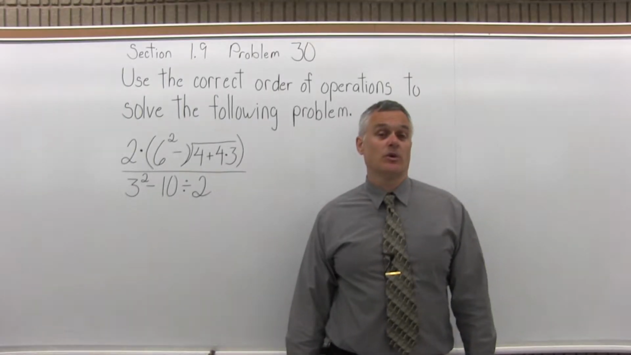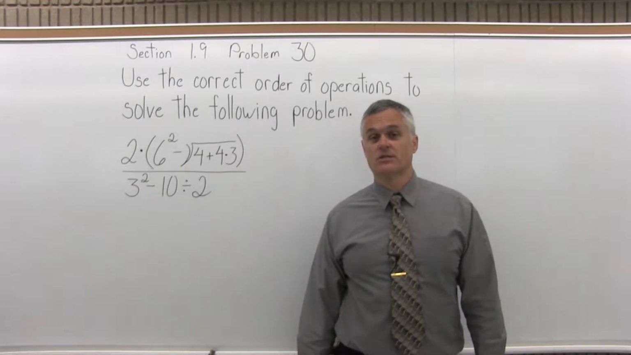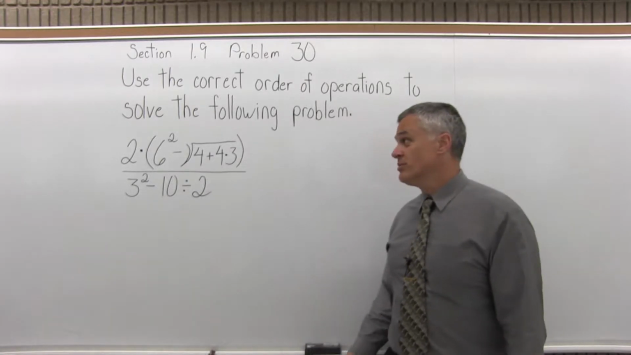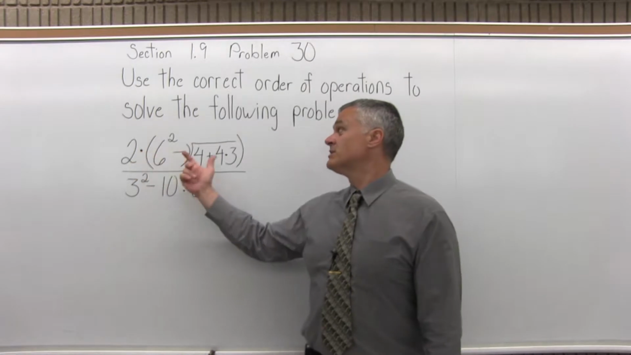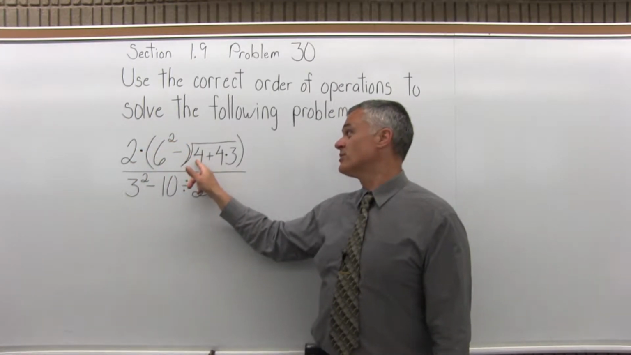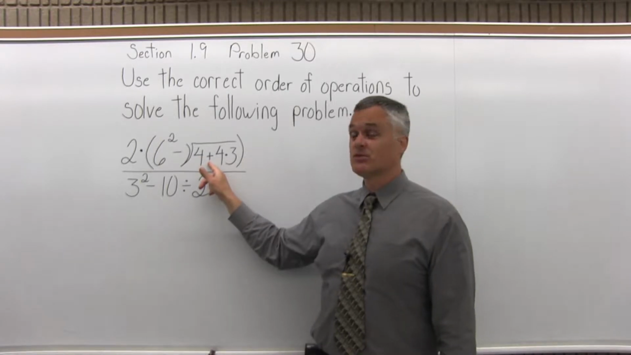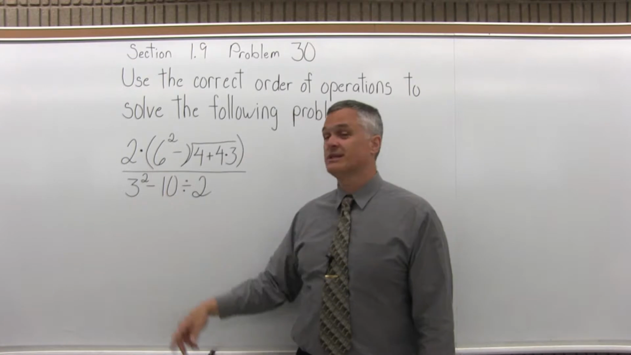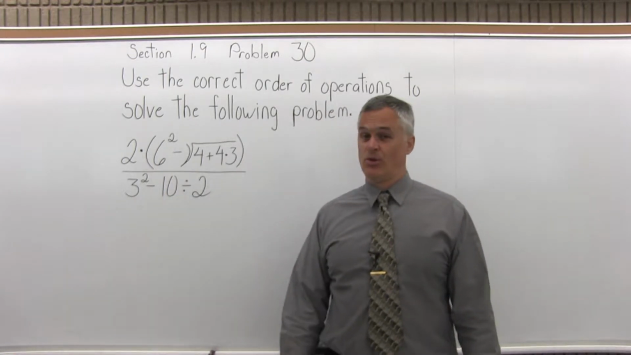This is Section 1.9, Problem 30. It says use the correct order of operations to solve the following problem. So this is a pretty big problem now. You have 2 times in parentheses 6 to the second power minus the square root of 4 plus 4 times 3. Then in the denominator of this fraction 3 to the second power minus 10 divided by 2. Wow, a lot of stuff going on.